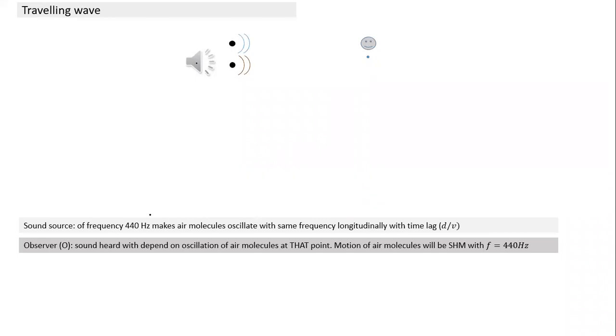So there's an observer here. What will happen? Even the observer also will hear the sound of frequency 440 hertz. Why would observer hear a sound of 440 hertz, Jaideep? Due to oscillations of the air molecules which reach the ear. So basically, if we put the sound source on, it will make the air molecules in all the radial directions oscillate in the longitudinal direction. So very close to your ears also, you will have air molecules oscillating with the frequency of 440 hertz.